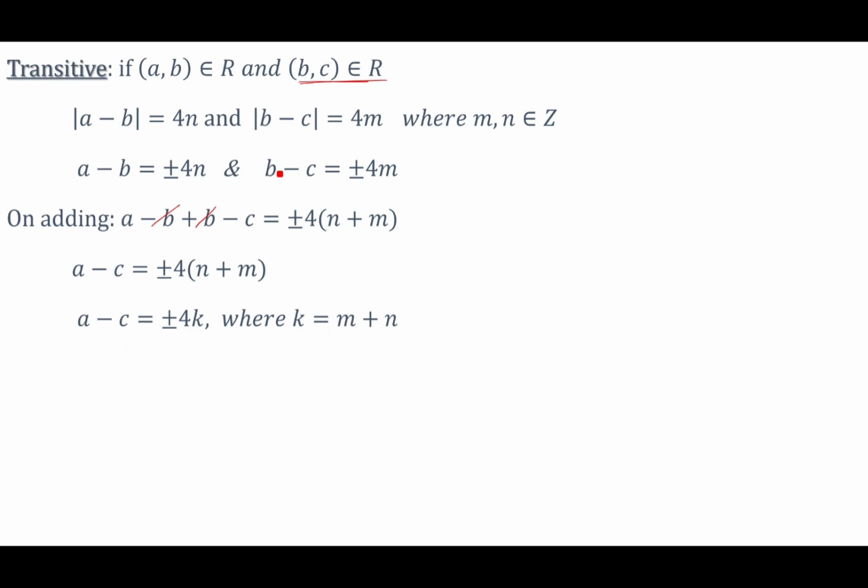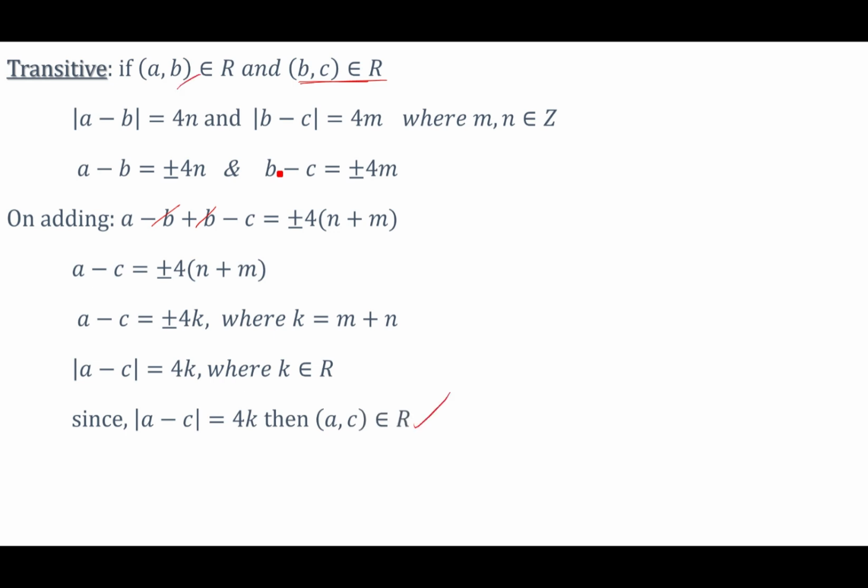And then modulus of a minus c is equal to 4k, which means (a, c) belongs to R. So if (a, b) belongs to R and (b, c) belongs to R, then (a, c) also belongs to R, which means the given relation is transitive. So if the relation is reflexive, symmetric, and transitive, this means the given relation is an equivalence relation.